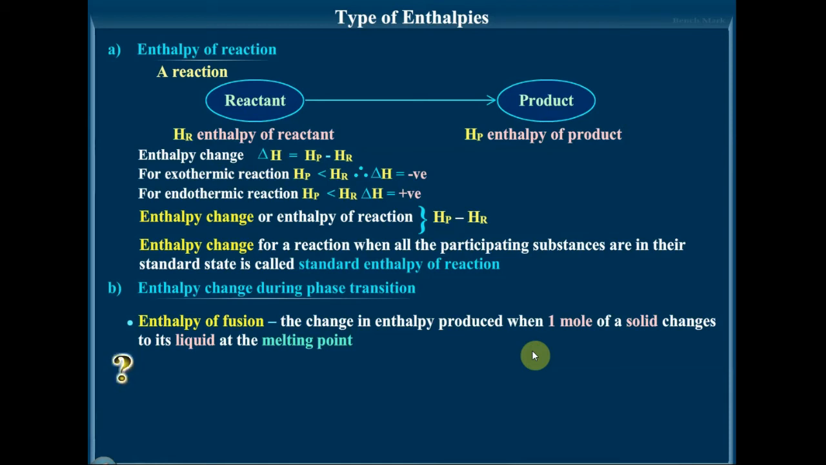For example, if you are taking 1 mole of ice, when 1 mole of ice changes into water at its melting point 273 Kelvin, it is found that 6 kilojoules of heat is absorbed. That is H2O solid getting converted to H2O liquid. There H2O solid is 1 mole and H2O liquid is also 1 mole. The enthalpy change is +6. And plus means what? It is endothermic, that is the heat is absorbed.